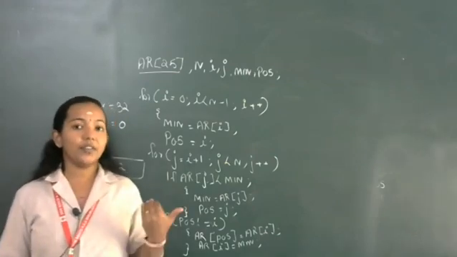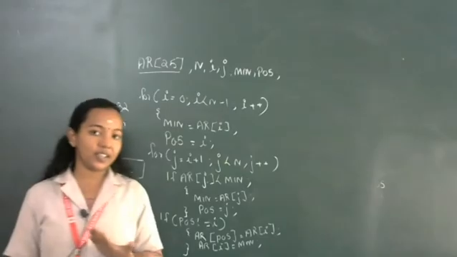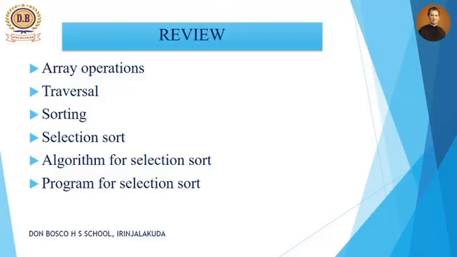Okay, so again we will revise the topics that we studied in this video. We started with array operations. What are the different array operations that we are executing? First one was traversal. Accessing all the array elements is known as traversal. Then sorting. Sorting is an important operation on arrays. Sorting means arranging elements in ascending order or descending order. Then we discussed selection sort, the algorithm and also the program.